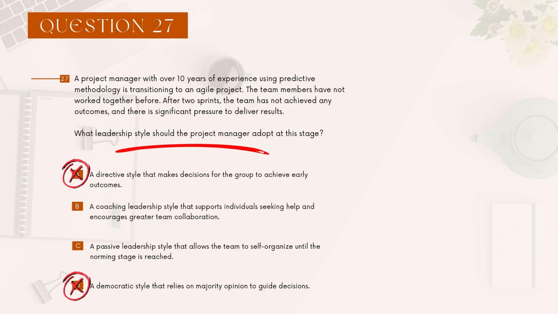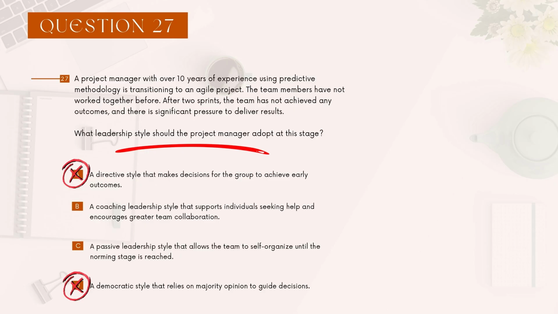You guys are looking at C. You're thinking passive leadership style that allows the team to self-organize until norming stage is reached. And you guys might look at the word self-organize and jump on that right away. Be careful. Remember, in this situation now, there's a problem. There's a performance issue. Whether it be a predictive project or an agile project, whether the team is self-organizing or not, anytime there is a performance issue, meaning the outcomes are not being reached, the project manager needs to step in. Why? Because there's too much at stake.